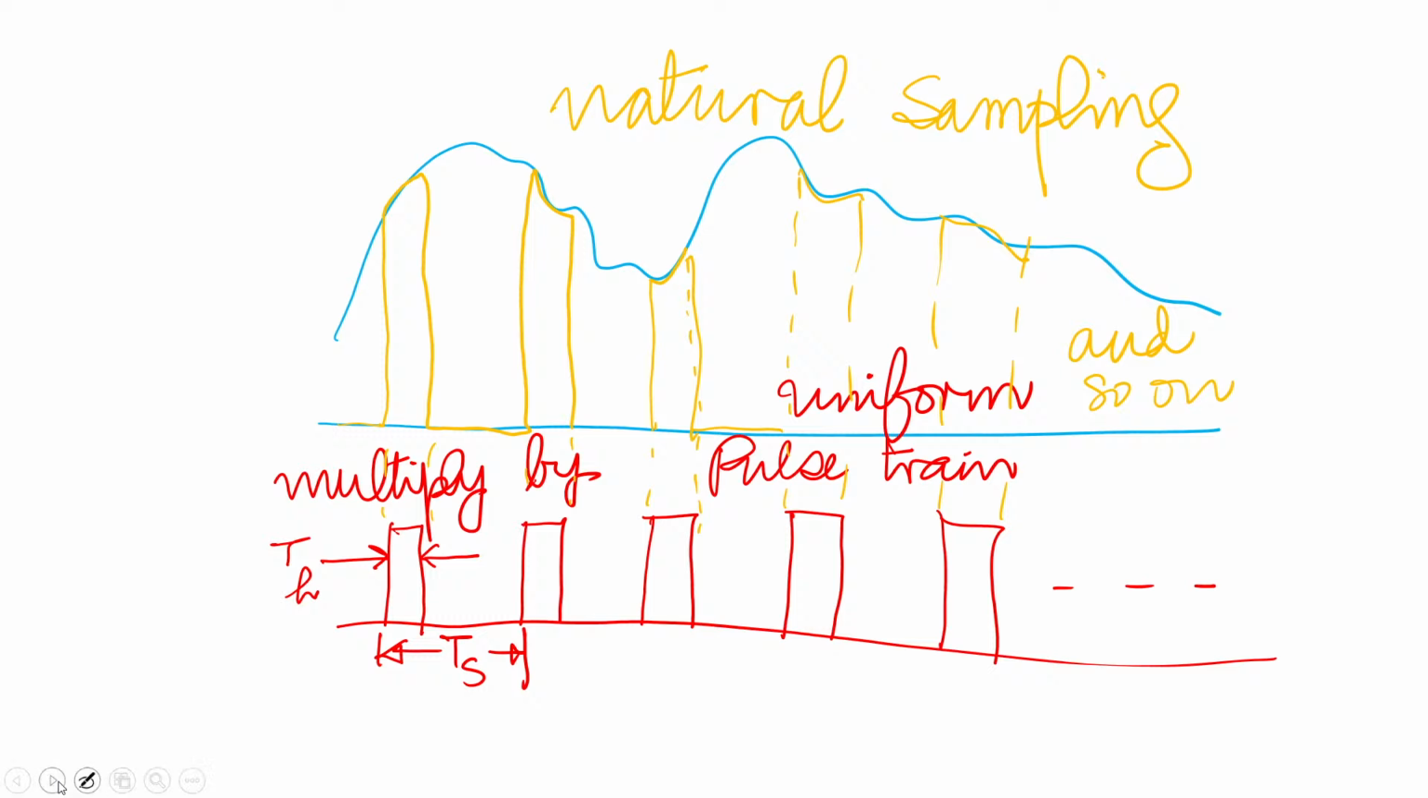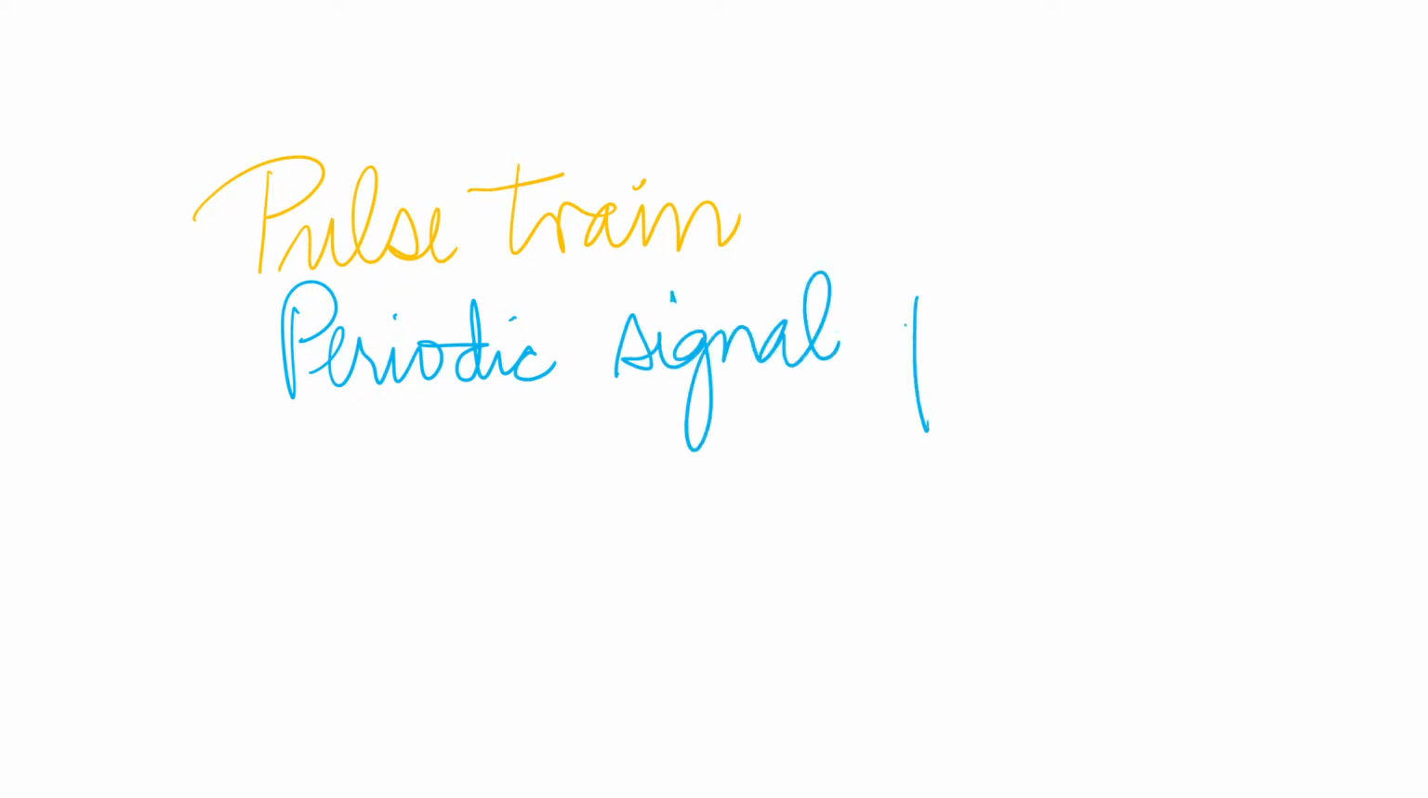Now, how do you actually analyze such natural sampling? So the pulse train is a periodic signal, right? It's a periodic signal with period Ts, and therefore it can be expanded in its Fourier series. Let's write down that Fourier series.